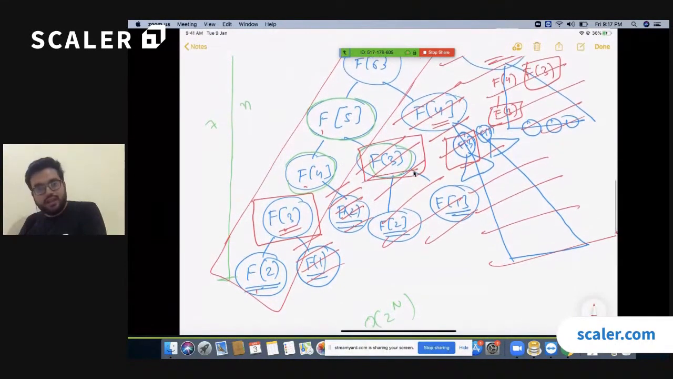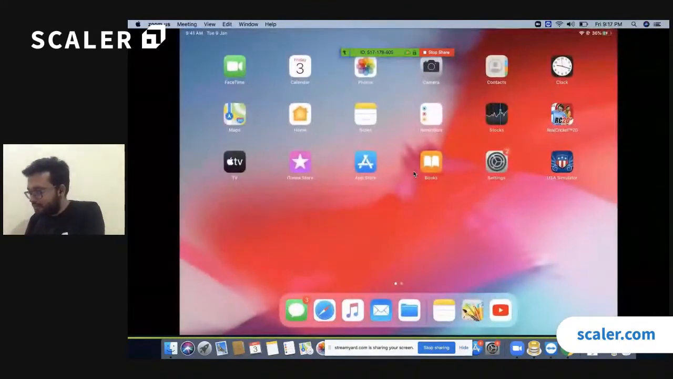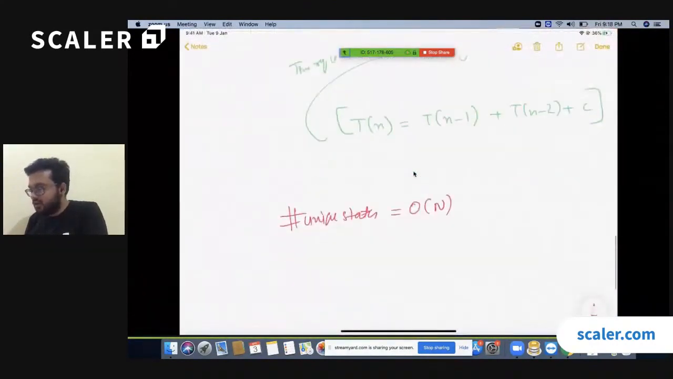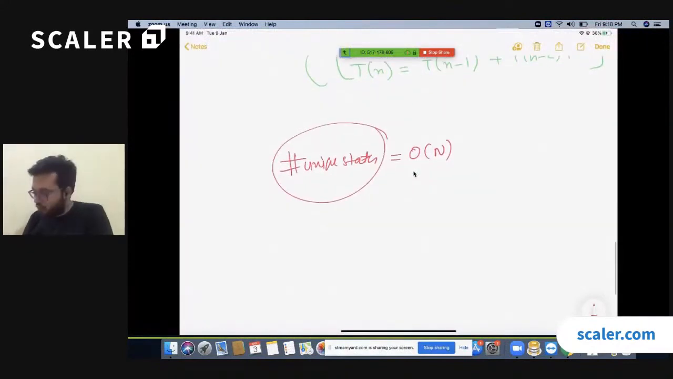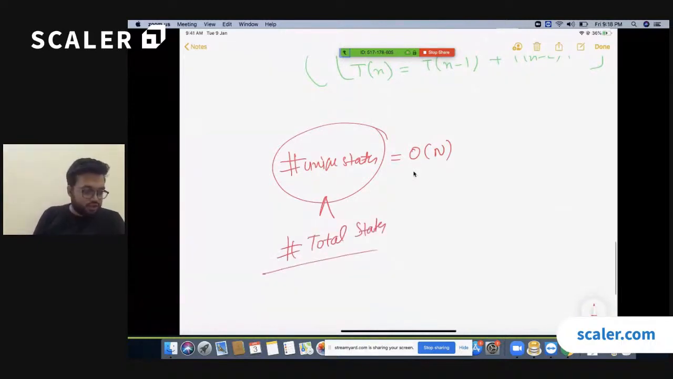So we have actually reduced a problem which had so many states into a problem with a lesser number of states, just because the number of unique states that I had was smaller than the number of total states that I was seeing. Okay, so this is the basic idea. Now let's come to the definition of dynamic programming and see how this idea can be extended and utilized to solve a lot of problems.